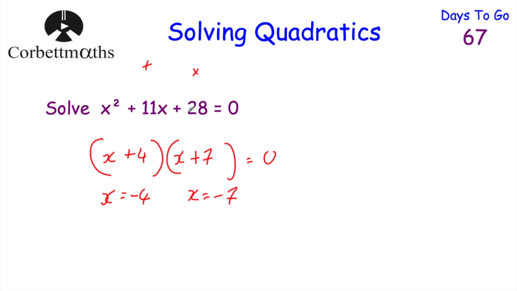And that's it. So if we were asked to solve this equation, x squared plus 11x plus 28 equals 0, because it equals 0, that's great. We can then just try to factorize the left-hand side. And if it factorizes, fantastic, because then we can just make each bracket equal to 0. Think what value of x makes each bracket equal to 0. And that is x equals negative 4 or x equals negative 7. And there are two solutions.